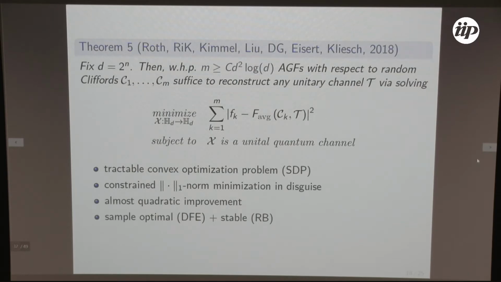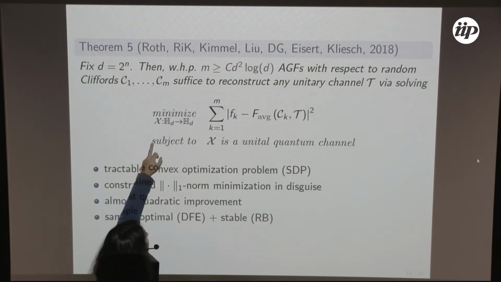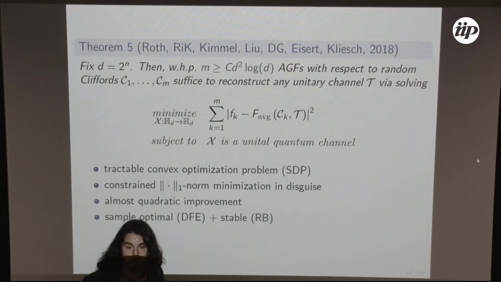And yeah, this is the result. By now it shouldn't be too surprising for you. It only applies to power of 2 dimensions because we use the representation theoretic ideas from the Clifford group. And if you sample on the order of d squared times log d average gate fidelities with respect to random Cliffords, then you can construct any unital channel, or the best unitary approximation to your channel, by solving a simple convex optimization problem.